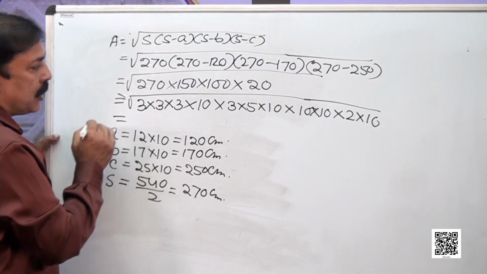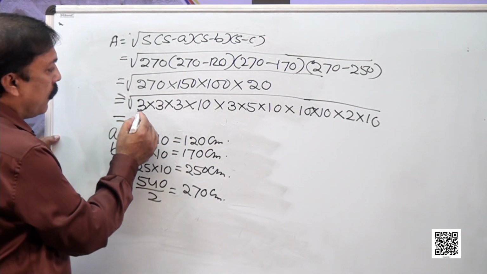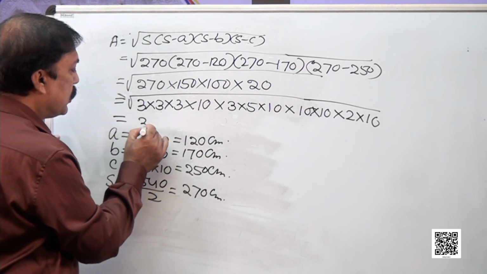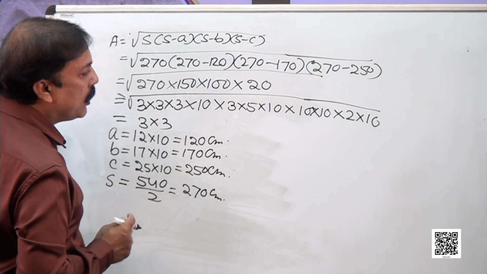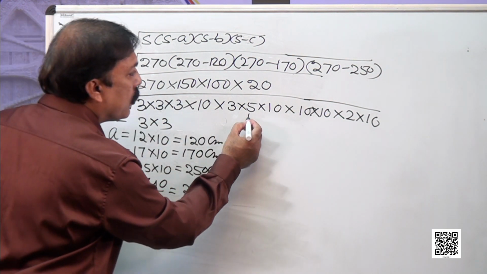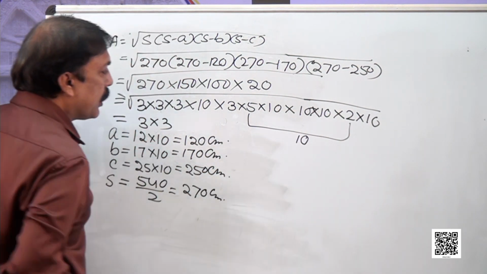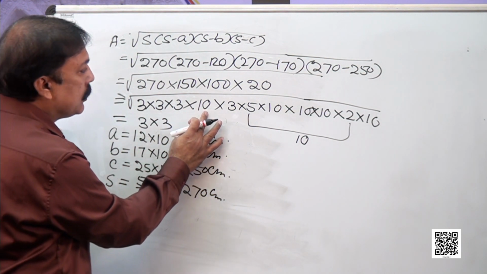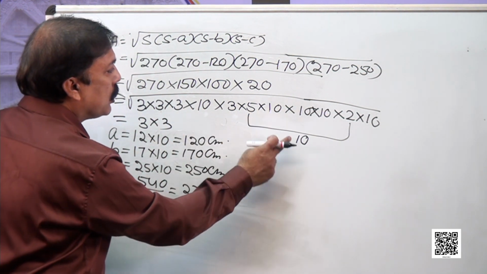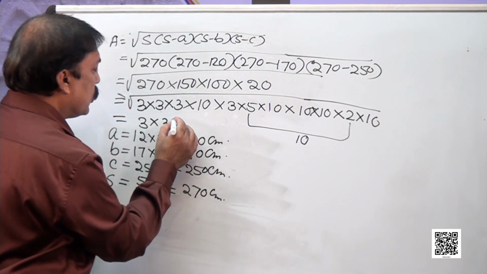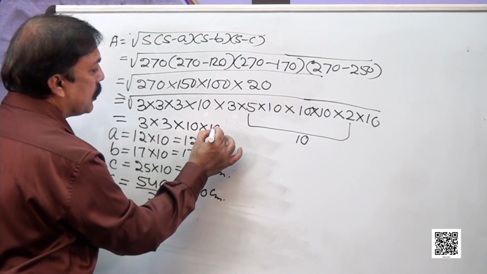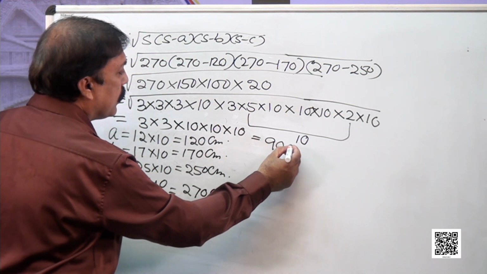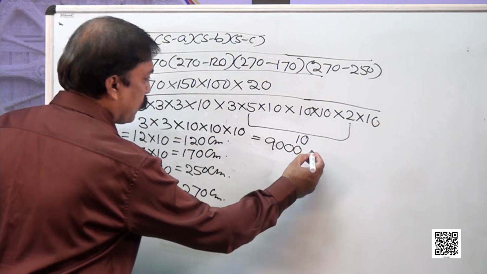Now from this, what did we get? We have 3 into 3, and 5 into 2, again it gives 10. So how many 10s are here? You see 1, 2, 3, 4, 5 and 6. So we can take 3 into 10 cubed. That gives 9,000 square centimeter.